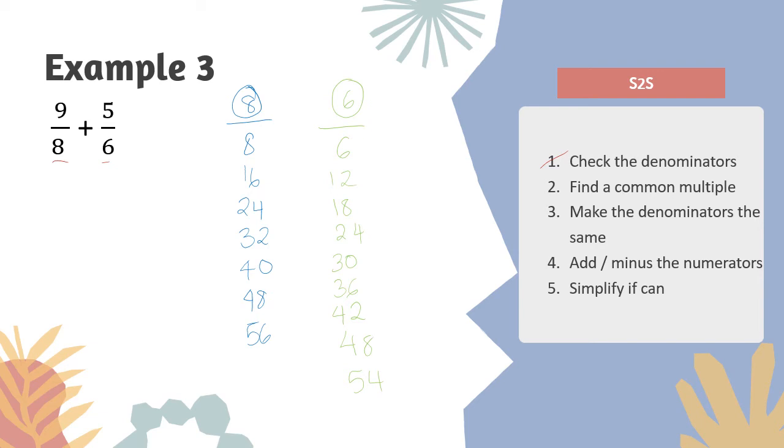Next, you need to find a common multiple. So check if there is the same or common multiple between these two numbers. So I can spot a 48 here and I can spot a 48 here. So that is done. Step 2 is done. Step 3, make the denominators the same. So you have found a common multiple, which means that you need to change the denominators to 48.